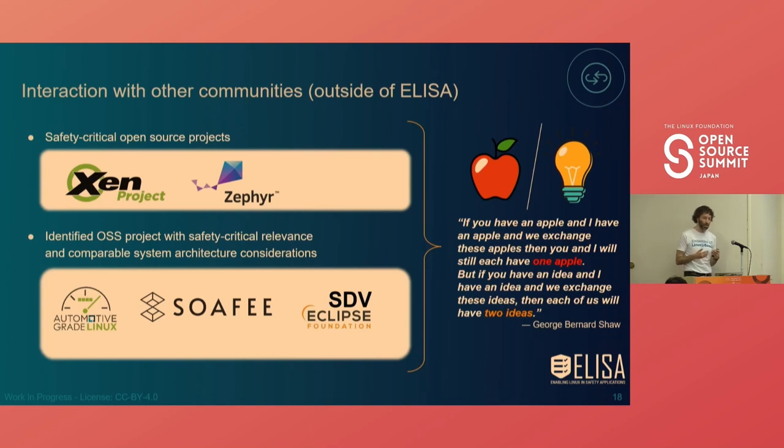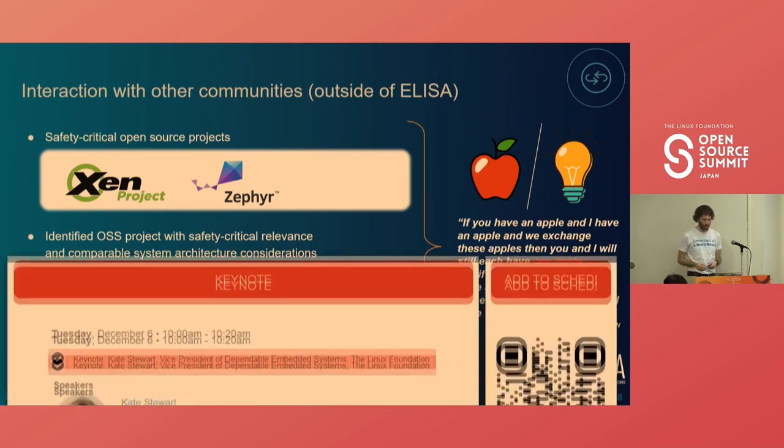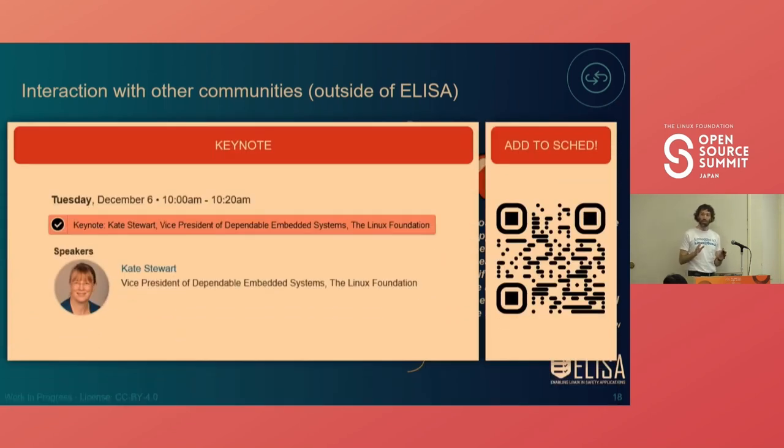And this said, also on the wider scope, we have worked together for a long time, since the beginning, with Automotive Grade Linux. We see that there is now the Eclipse SDV movement, and there's Sofia from Arm. We see a lot of automotive players in there, so we also reach out to them. A little more on the importance, just a pre-note: there will be the keynote from Kate tomorrow.